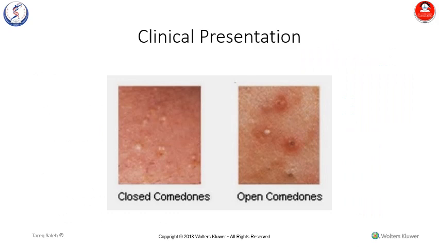So we have two types of comedones clinically. Closed comedones, or what we call whiteheads, are what I just described, and they represent sebum collection in occluded hair follicles. However, in case these closed comedones become exposed to air, they become oxidized and their color turns into black, hence the name blackheads or open comedones.